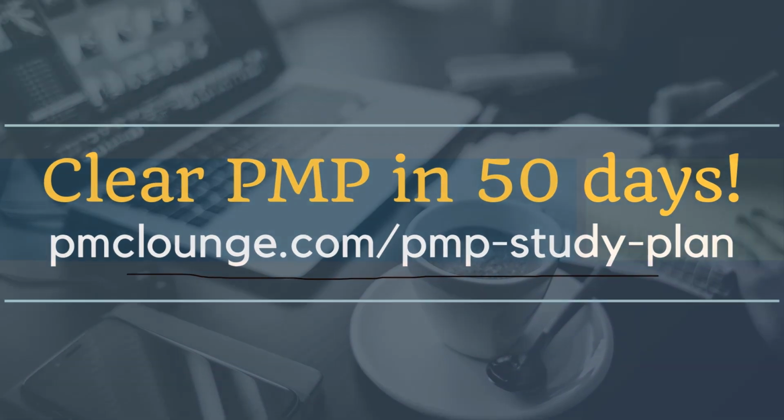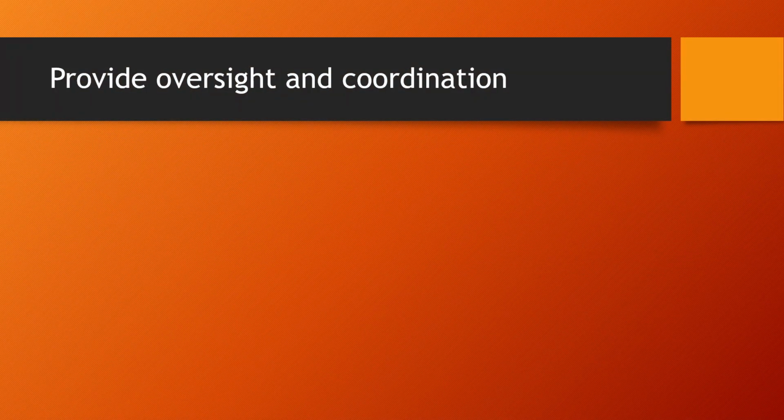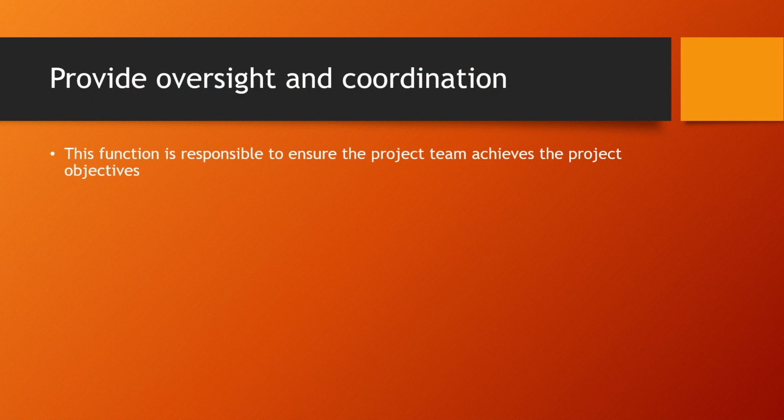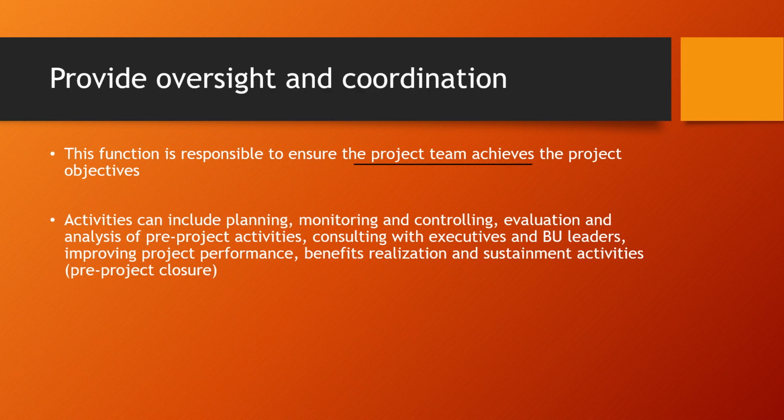So let's talk about the first function, provide oversight and coordination. This function is responsible to ensure the project team achieves the project objectives. Very simple, right? What are the project objectives that are defined? The function providing oversight and coordination is responsible to ensure that the project team is able to achieve them. Now, what are the activities required for this function? It includes planning, monitoring and controlling, evaluation and analysis of pre-project activities, and consulting with executives and BU leaders.